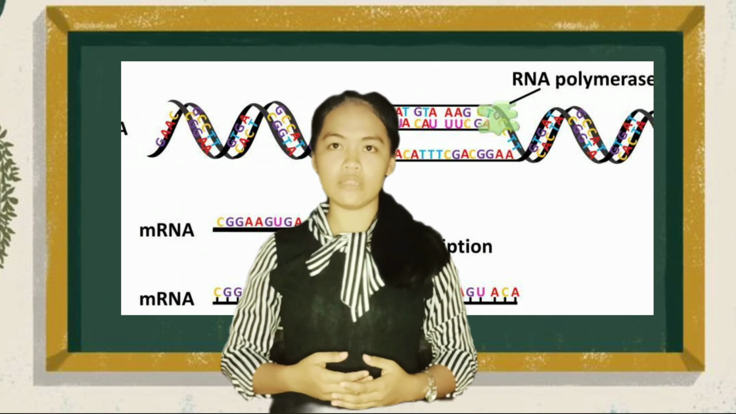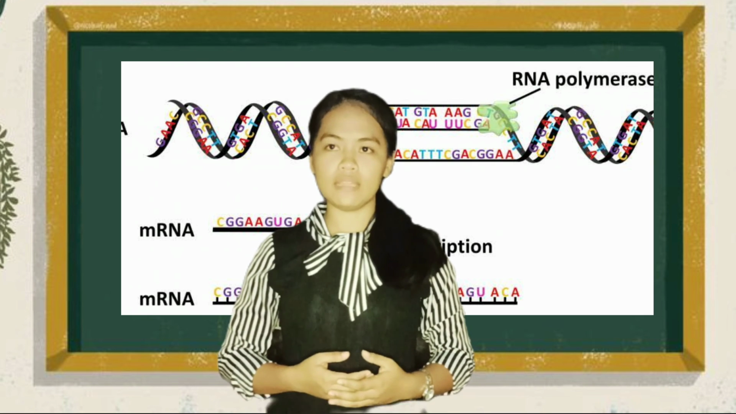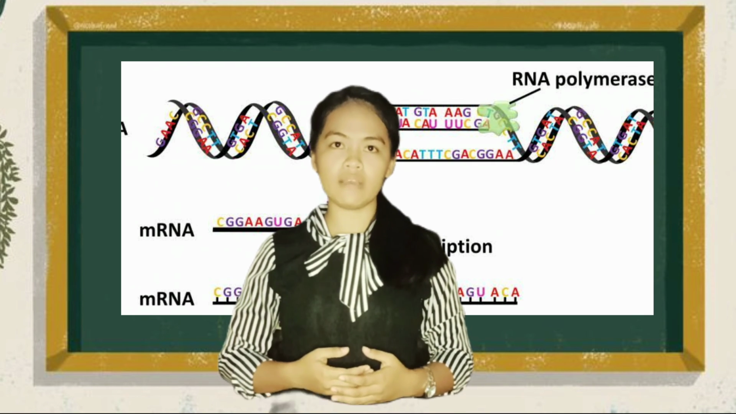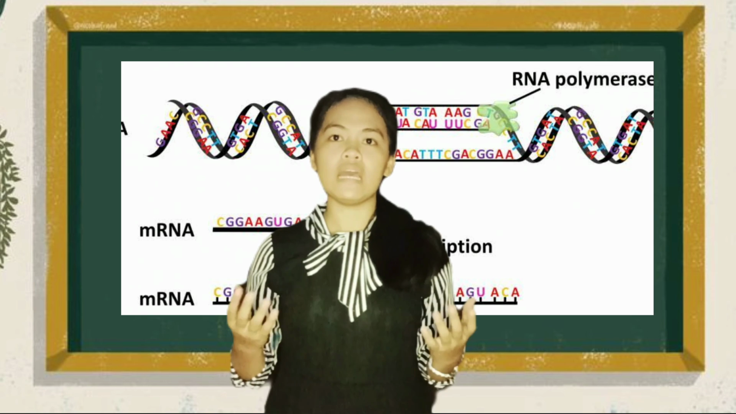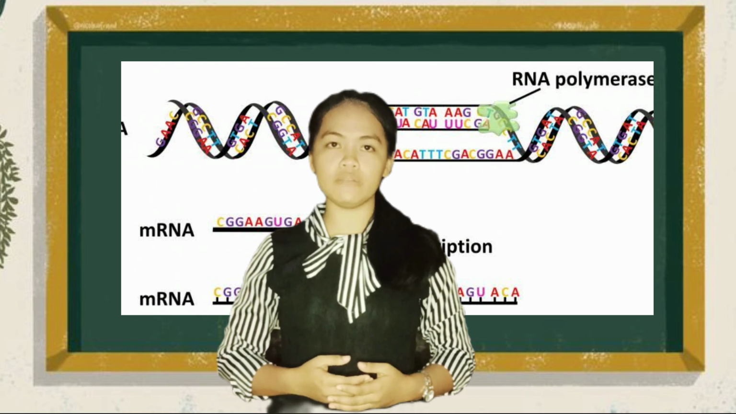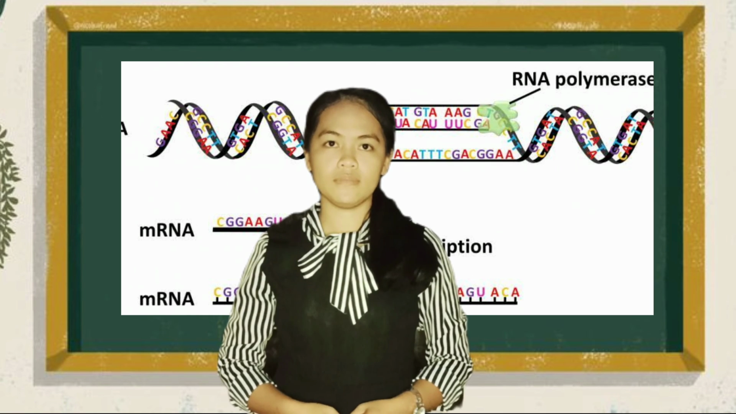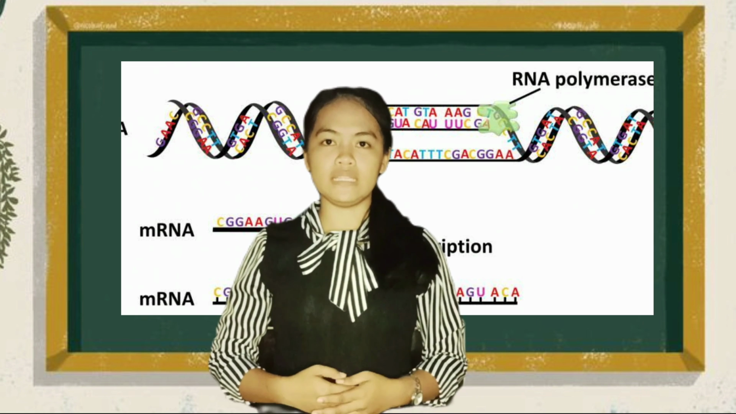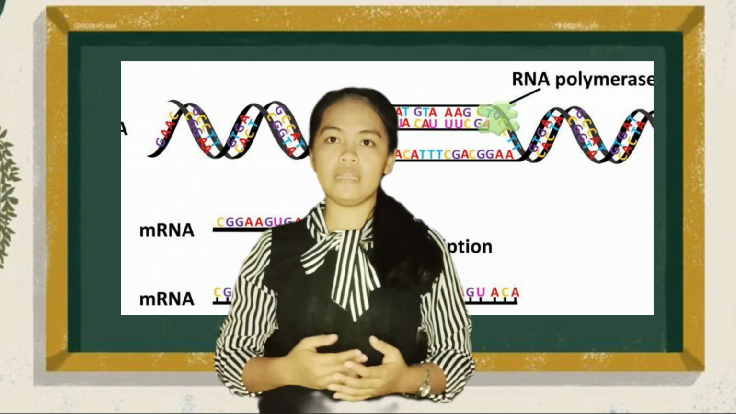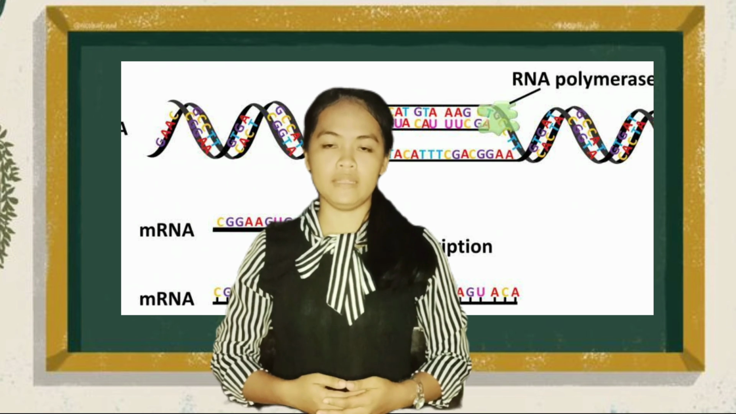In translation, the instructions in mRNA are read, and the tRNA brings the correct sequence of amino acids to the ribosome. Then the rRNA helps bind the amino acids together, producing a polypeptide chain. A polypeptide chain is synthesized. It may undergo additional processing to form the finished protein.